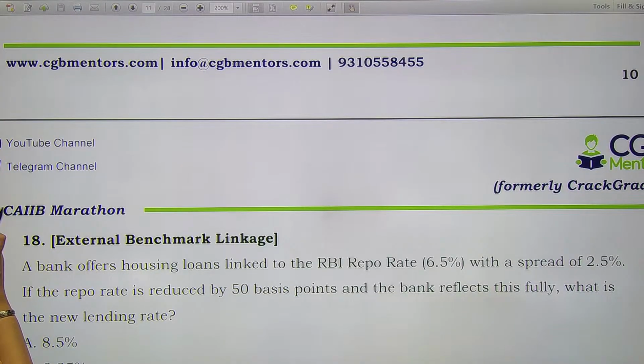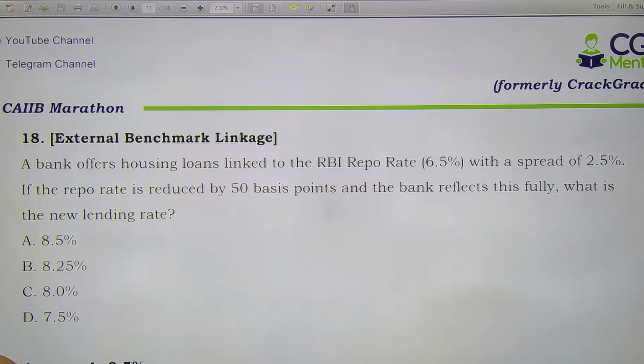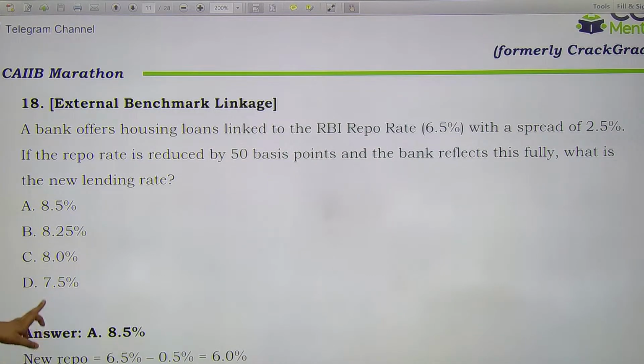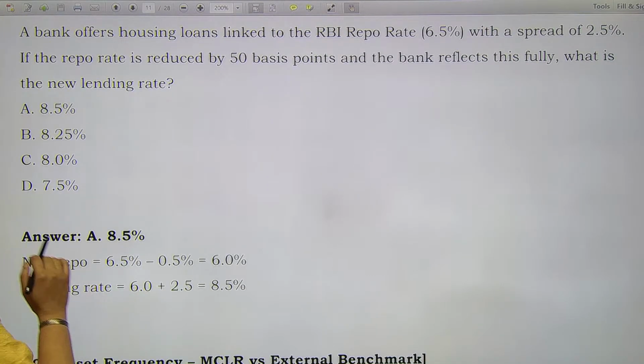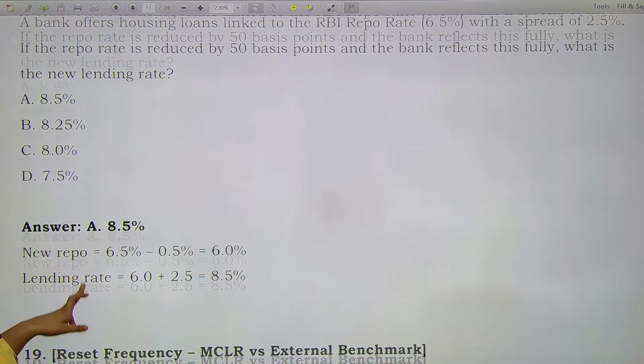Next, we have a bank that offers housing loans linked to the RBI repo rate with a spread of 2.5%. Now, if the repo rate is reduced by 50 basis points and the bank reflects this fully, what is going to be the new lending rate? So, अगर repo rate आपका कम हो गया है, now it is 6%, right, with a spread of 2.5, so 8.5 is going to be the correct answer. New repo is 6.5 less 0.5 is 6%. Lending rate is 6% plus 2.5%.